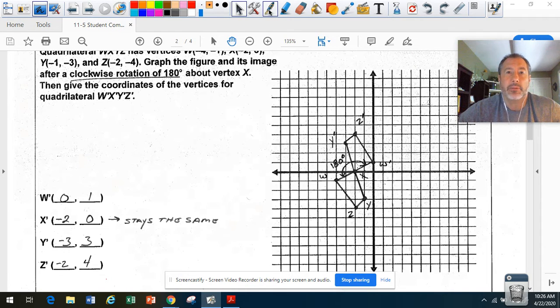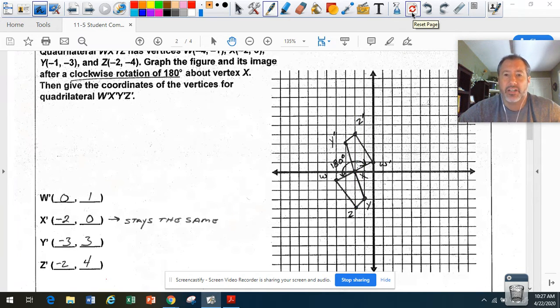Z prime. Z is actually pretty easy because if we look here, here's my Z right here, and I'm going up through my X here. If I extend this line straight up through X and keep on going all the way up, how far away is Z from X? Well, it's 1, 2, 3, 4. It's 4 units away from X. So guess what Z prime is going to be? 4 units away from X also. 1, 2, 3, 4. So Z prime is located right here at -2, 4. So there's where your Z prime is.